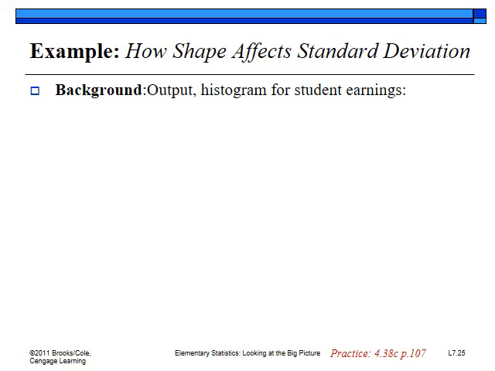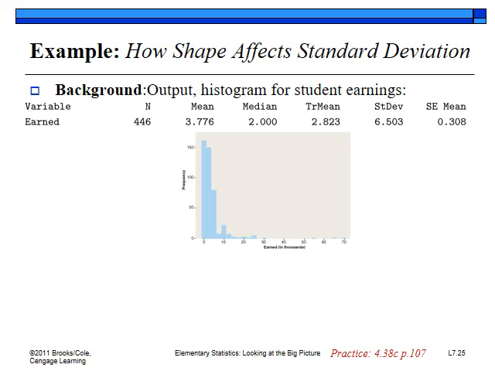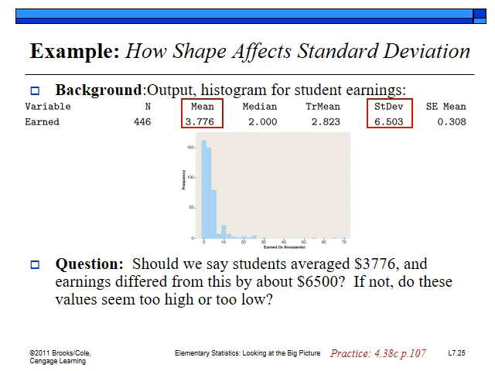If we compute the statistics for the sample from the student survey data on student earnings, here are the numbers we get. Notice that these numbers are reported in thousands. The average is 3.776, which corresponds to $3,776. The standard deviation is then $6,503. So looking at the histogram, does it make sense to say that students averaged $3,776, give or take about $6,500?